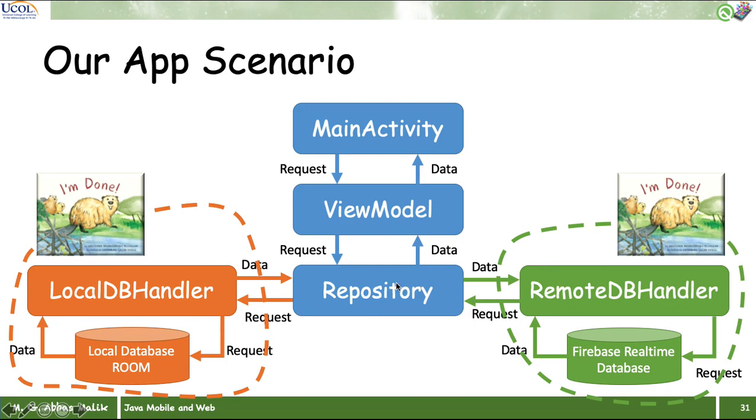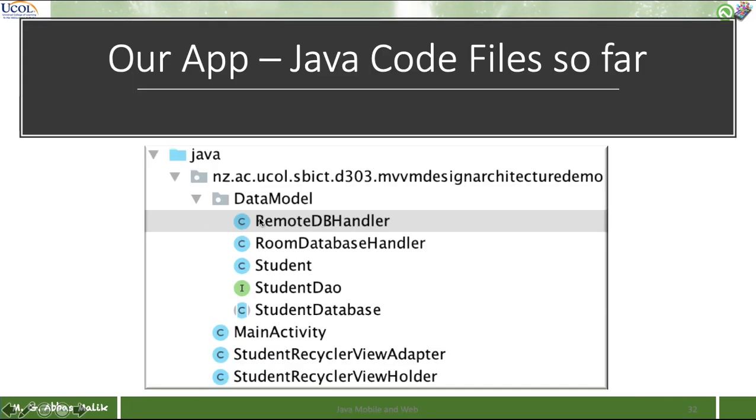Now we will talk about the repository. So we need to implement the repository. This is the situation right now for our Java code. We already have the main activity. We have a student recycler view adapter and student recycler view holder, which are already part of our starting object. You don't need to worry about it. It's already there. And we also have the student object.